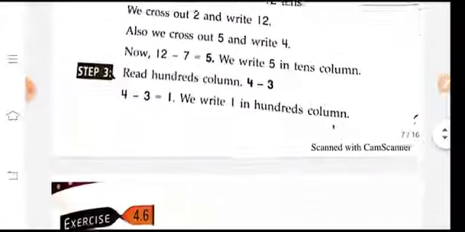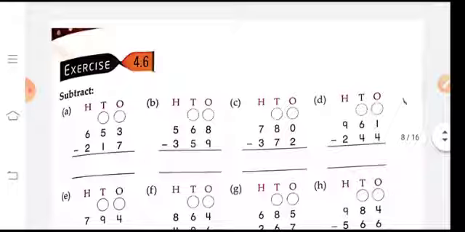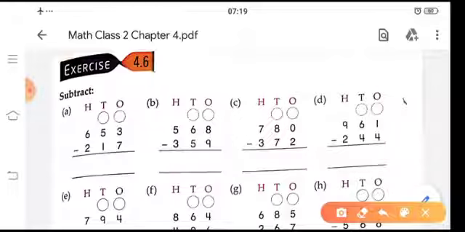Then we'll move on to exercise 4.6. Let's have the first sum. So 3 minus 7 is not possible, so we'll take 1 from this 5 tens. Here it becomes 13.